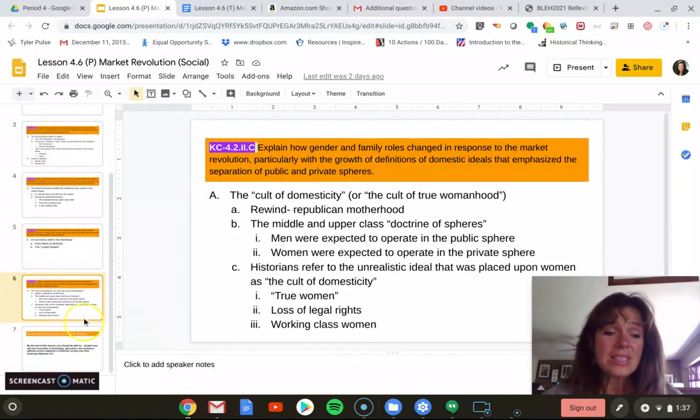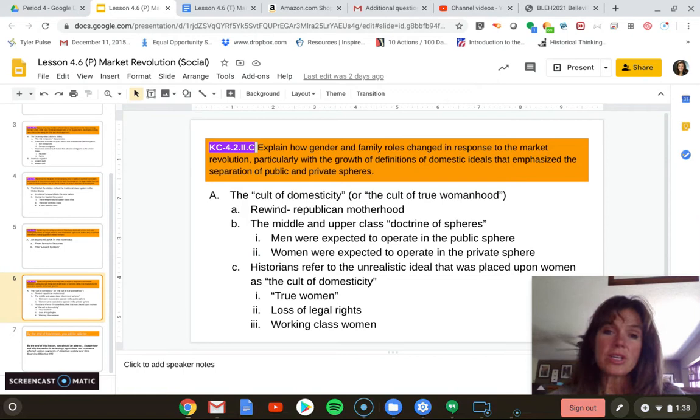And the last key concept, and one of the most significant, is that the whole role of women begins to shift and gender roles change, family roles change, and we separate society into the private sphere of the home and the public sphere, the world of work. So let's talk about all of this.